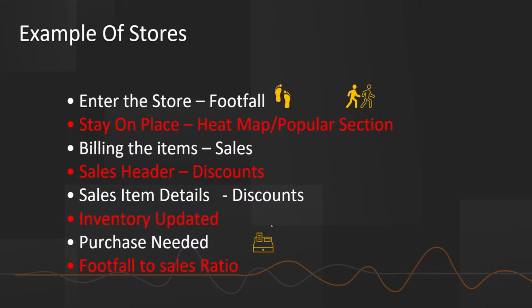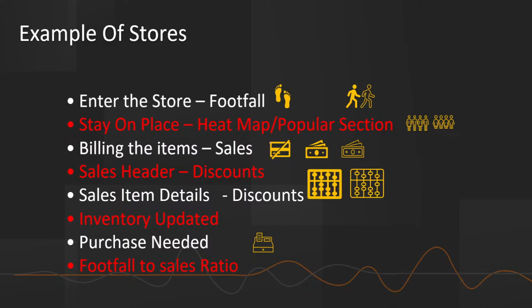You know, while you are billing the items, when you go to the store, you purchase something, isn't it? So you went to a store, you contributed to footfall, you stayed at a place, you contributed to the heat map, you are buying an item, you have created sales in the data item. So there is an entry happening in the sales item, you have done some sales, you have been given discounts. Discount might be at the line level or maybe at the header level.